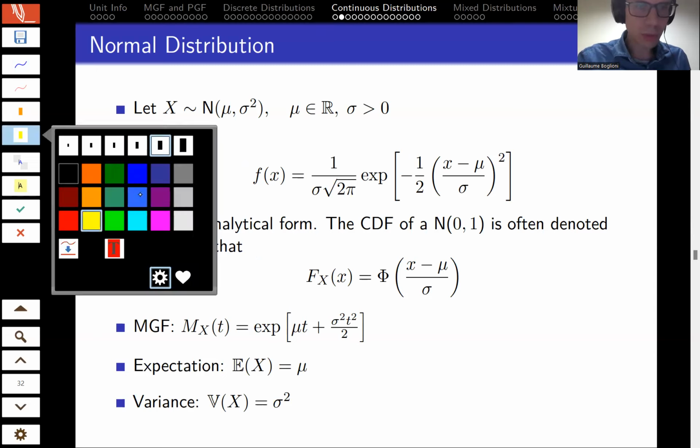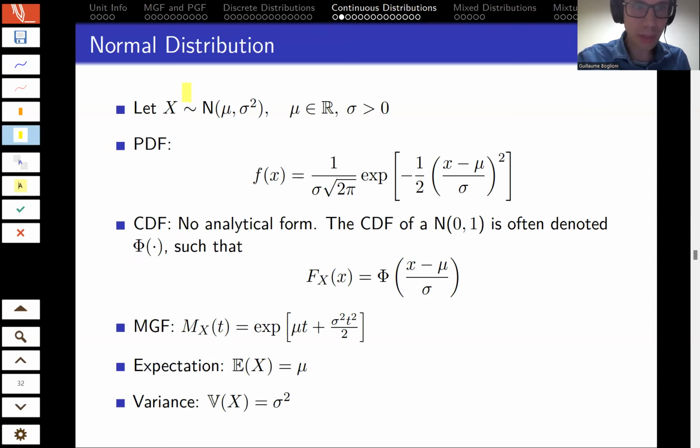You know and love very well the normal distribution. Recall that mu is a parameter, it's the mean, it can be anything, so it takes values in the reals. Sigma is the standard deviation, and it needs to be positive. Careful that sigma squared is then the variance of x. The density function is given here, and should be fairly familiar.